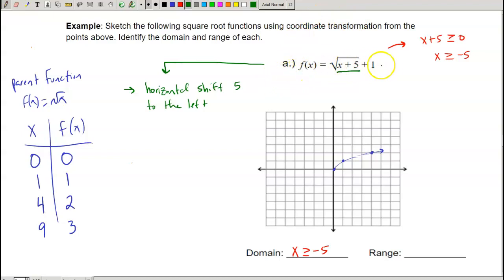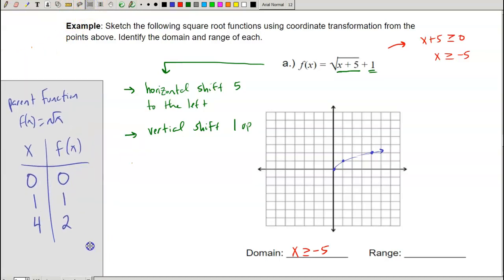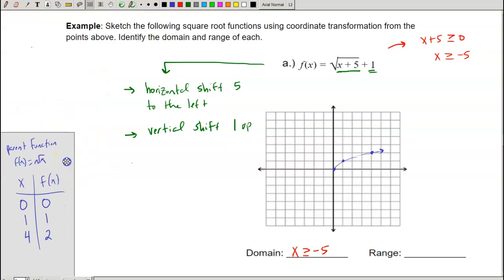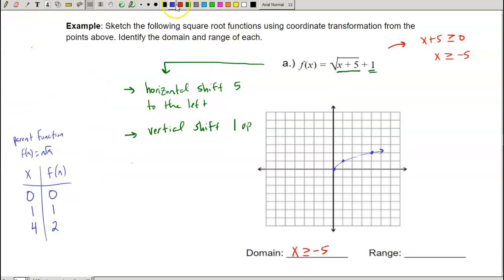The other thing that I'm seeing here is that I have a plus 1. And so the other shift I have here is a vertical shift. Vertical shift of 1, and that's going to be up. It's going to go up 1. Everything's going to go up 1. So what you can do here is, using your parent function as a guide, these are the key points for the parent function right here: 0, 0, 1, 1, 4, 2. I can come up with this new function here.